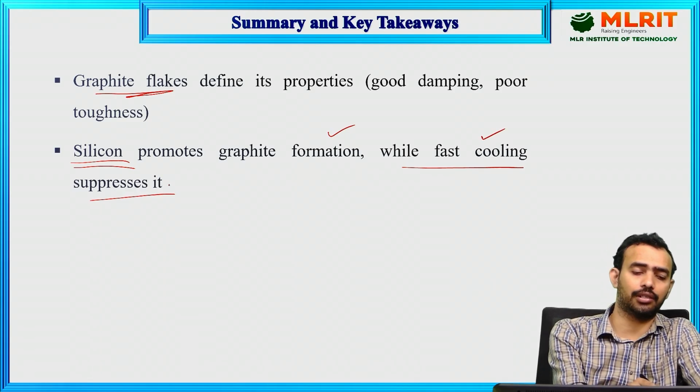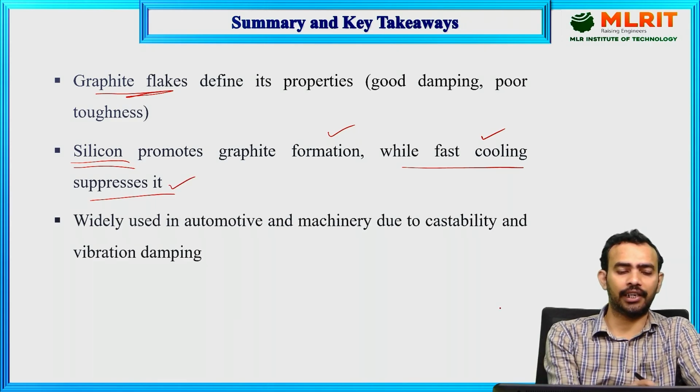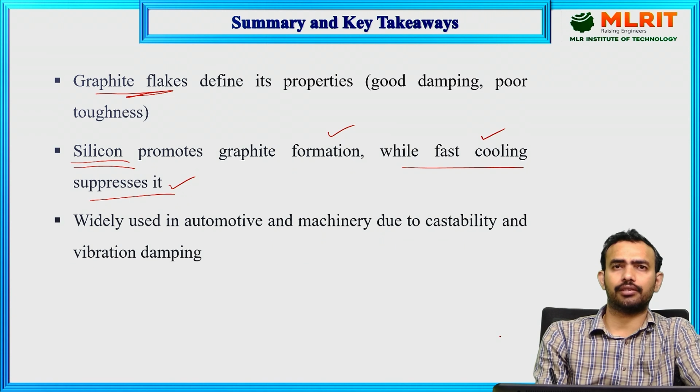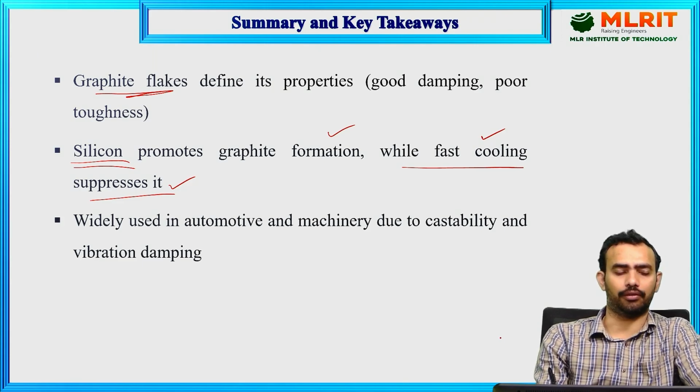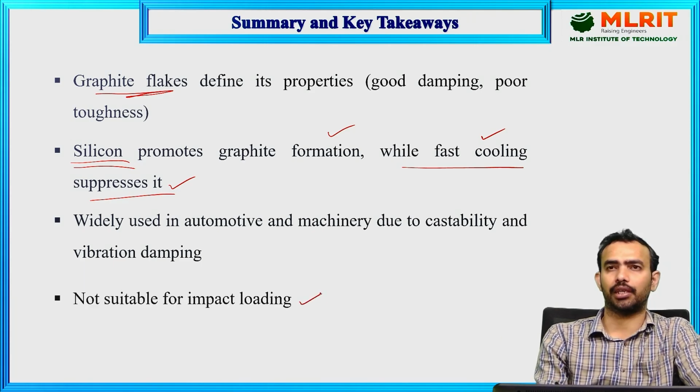this graphitization is suppressed to a certain extent. Grey cast iron finds its applications in automotive and machinery components, especially due to its excellent castability and very good vibration damping characteristics. And it is not suitable for impact loading because of its brittle fracture nature.